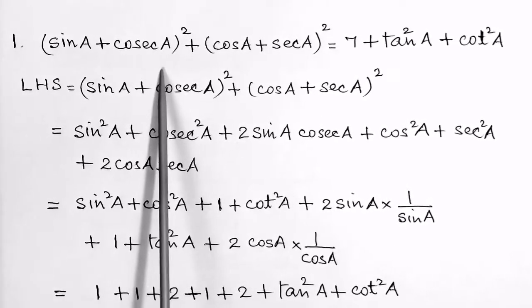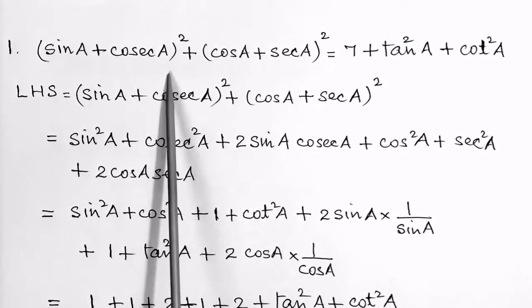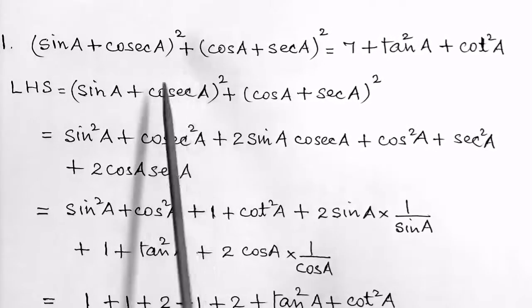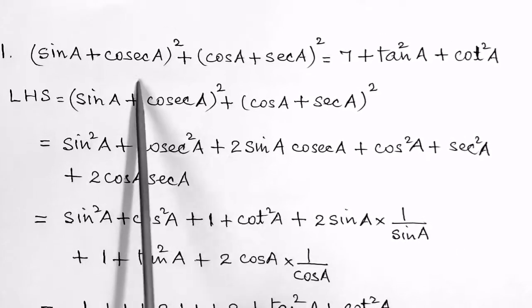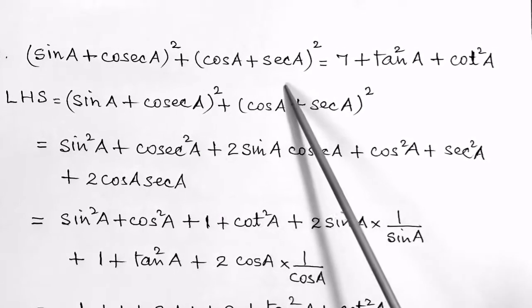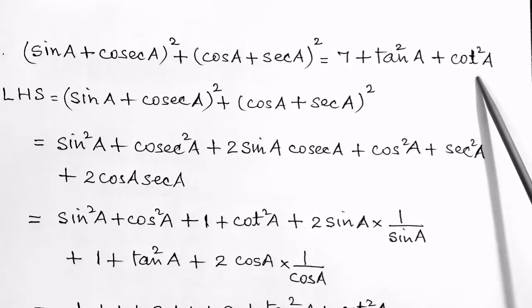I continue with trigonometric identities for class 10 and I'm very sure that you have learned all the formulae properly, right? So the first question is, we have to prove (sin A + cosec A)² + (cos A + sec A)² = 7 + tan² A + cot² A.